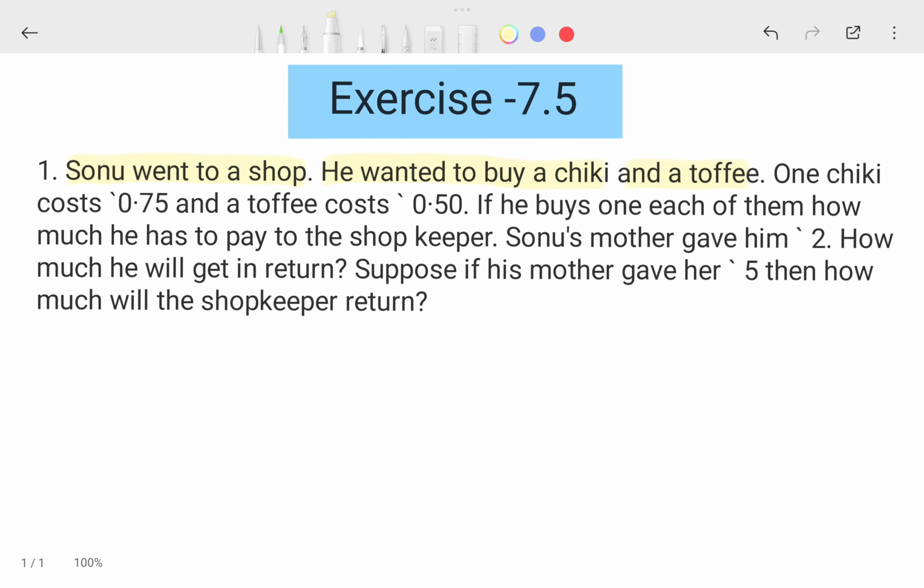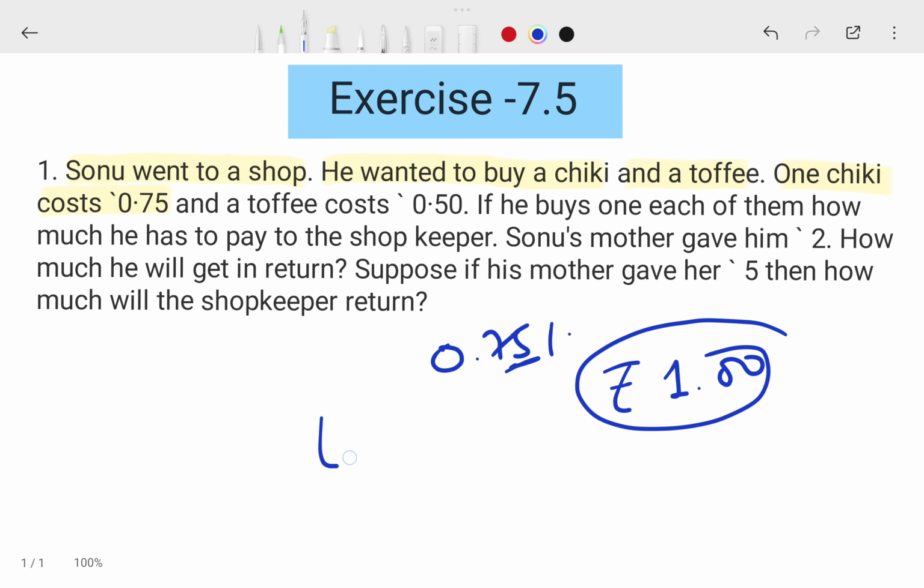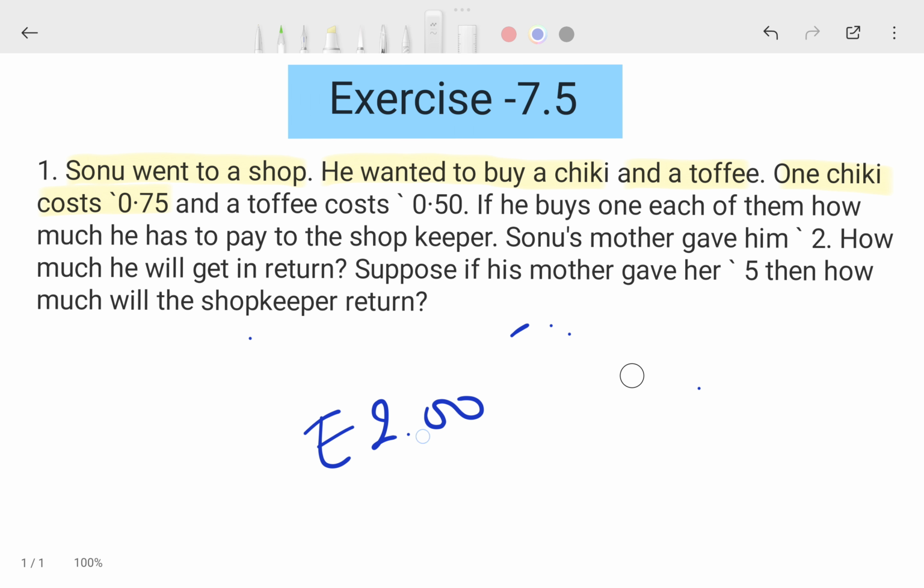Generally, one chicky costs 0.75 paisa. After the 0, this is 75, and this is called paisa. Rupees is like this: 1.00 is called rupees, 2.00 is also rupees, but 0.50 means 50 paisa. I hope you know about it. These are very basic things.